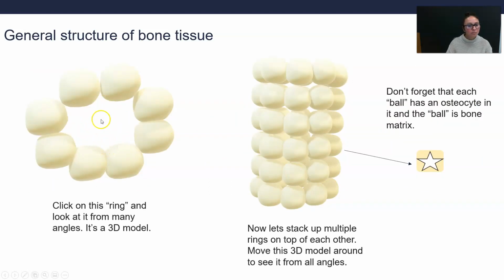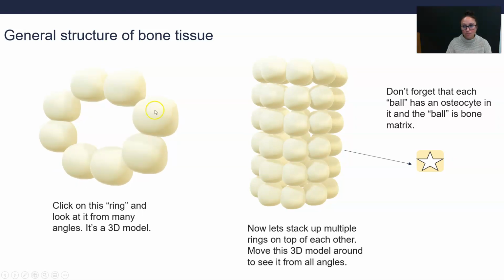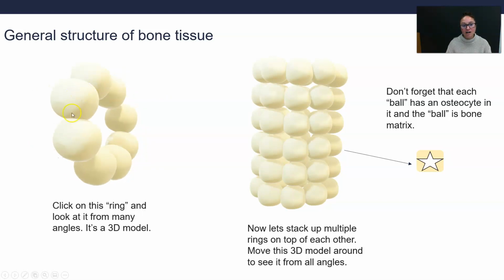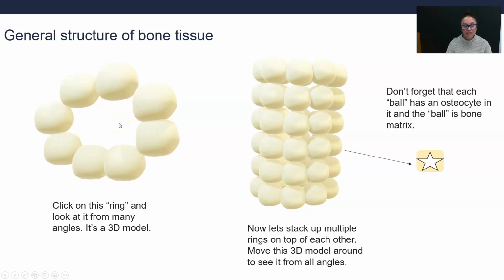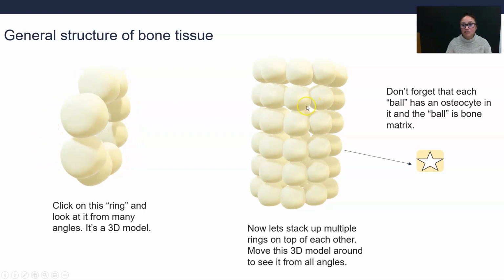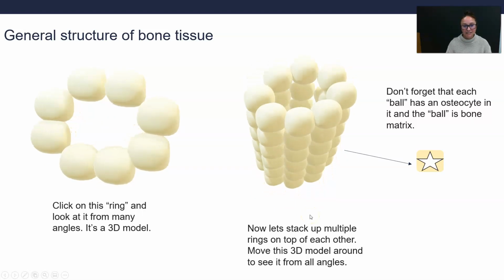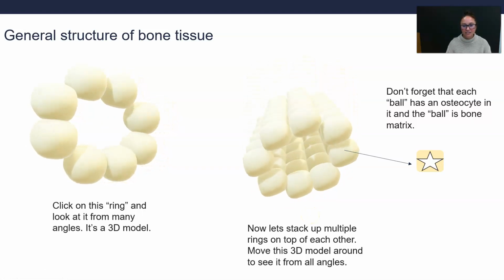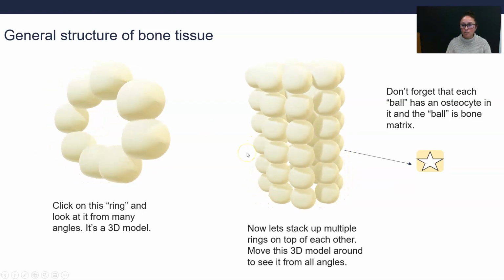Now, we saw the ring. Don't forget that inside each ball is an osteocyte that made that little part of bone matrix. Now let's pretend that we have many, many rings, stacked on top of each other. Look at that. Now we have this kind of system, with many of those stacked on top of each other.